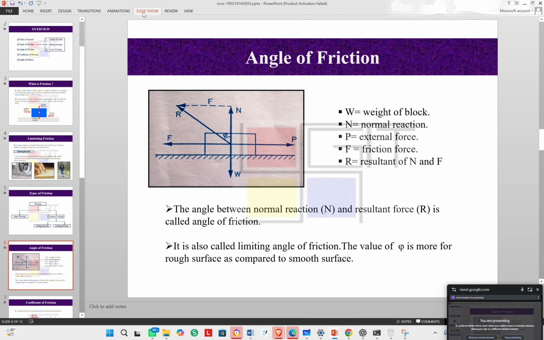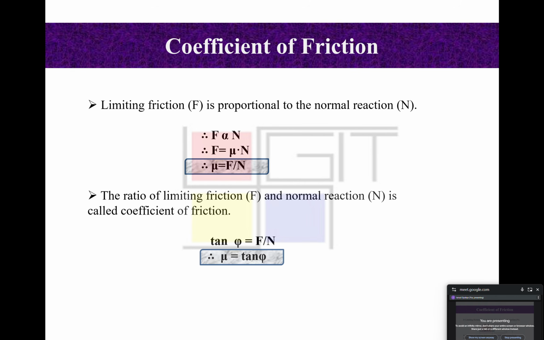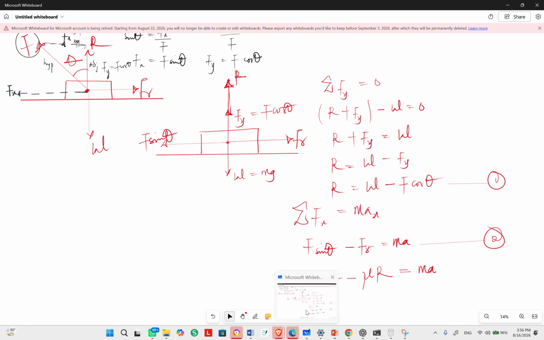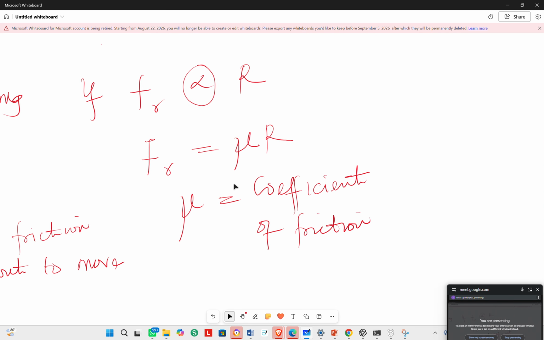So quickly, I'll just move away from this one. You tend to appreciate it more when you want to use it to solve questions. Okay, so coefficients of friction. Remember that we mentioned that limited friction is proportional to normal reaction force. So F is proportional to N, or R. So if you take the ratio, that's F divided by N. Let me see where we can derive that from here. Did we derive that here? Not here.